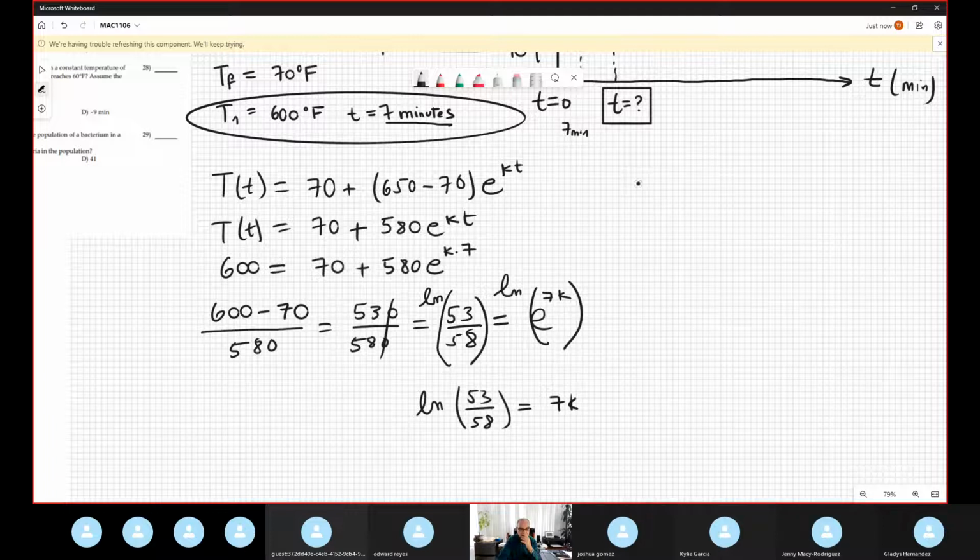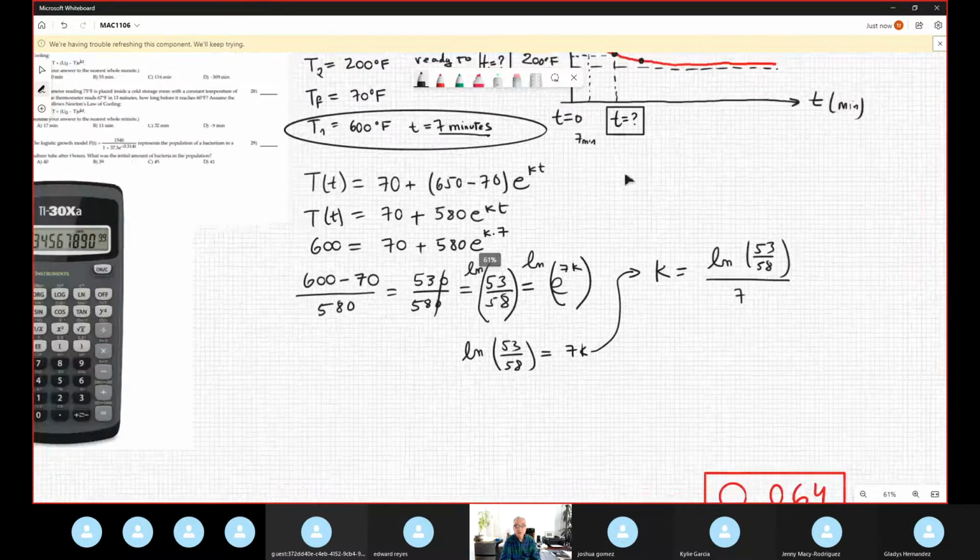Now divide by 7, both sides, k alone is natural logarithm of 53 over 58 divided by 7. Boom. It's good. I have this answer. But this is not the final answer. This is the condition 1 used to find the k.